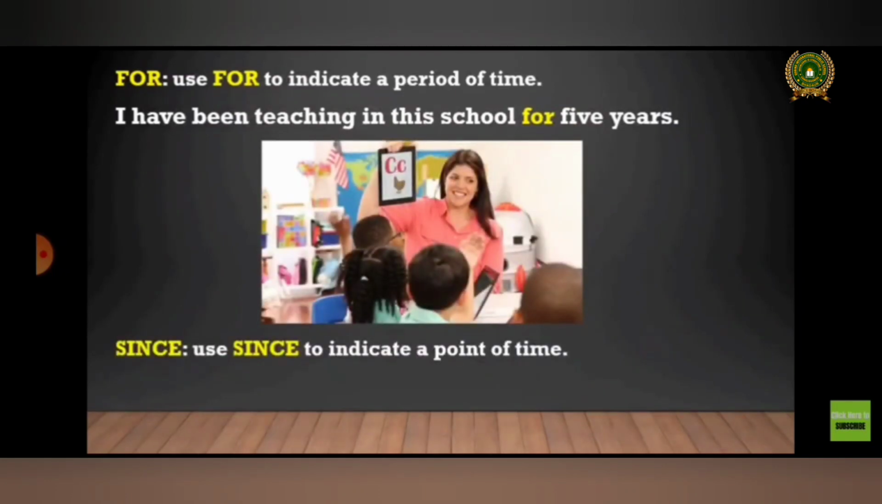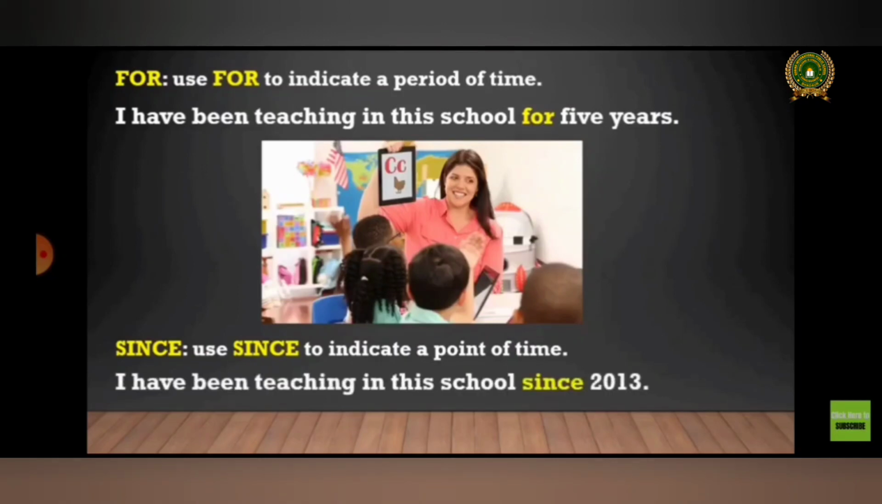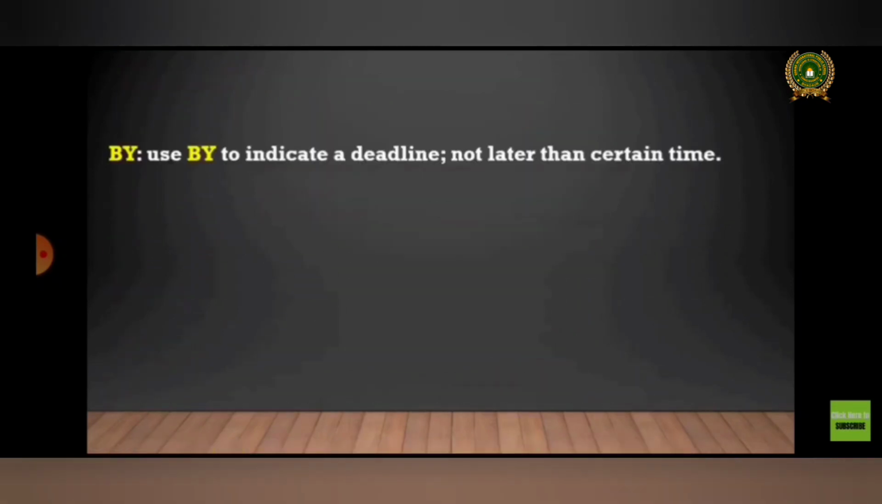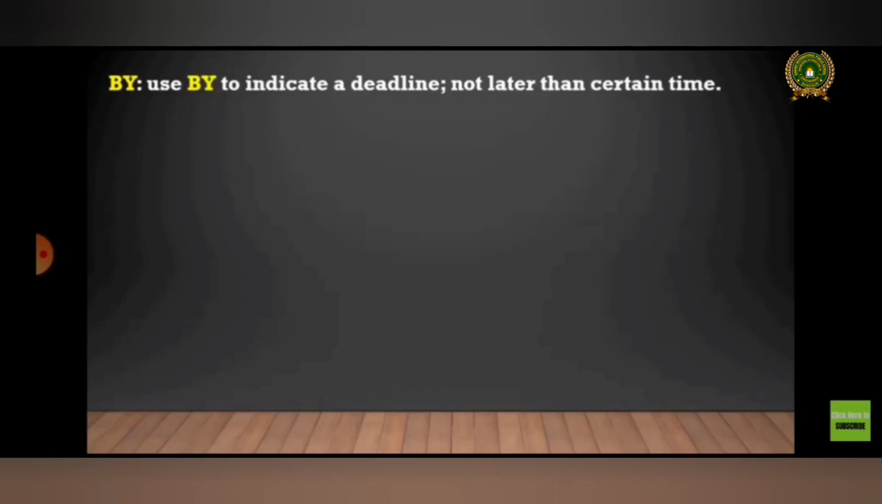So next example is since. Use since to indicate a point of time, when an event or an action started. Okay, I have been teaching in this school since 2013. So the beginning time is given, so we will use since here, since 2013. Okay, so for period of time we will use for, and for point of time, exact time is given, we will use since.